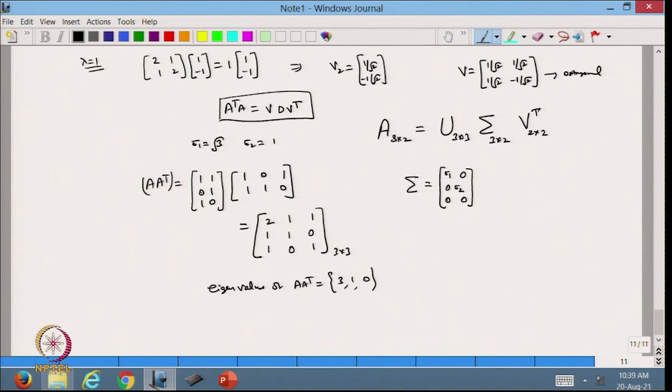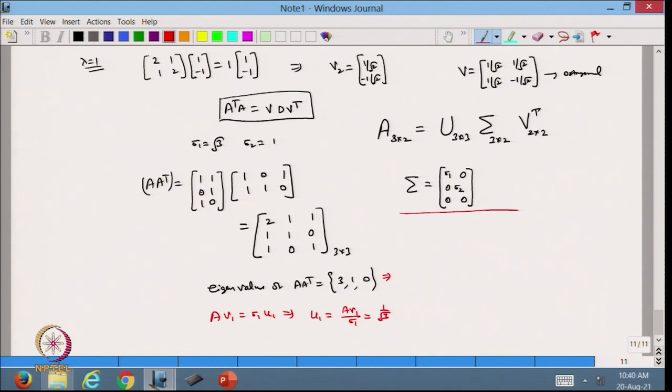Now, I want to find the value of u1, u2. So, either you can solve this one and find out the eigenvectors, or we have the way we discussed. So, I want to find the eigenvectors. So, I will start from here. I know that A V 1 is equal to sigma 1 U 1. So, from here my u 1 I can find as A V 1 divided by sigma 1.